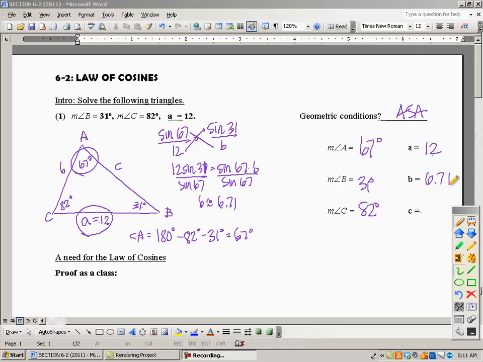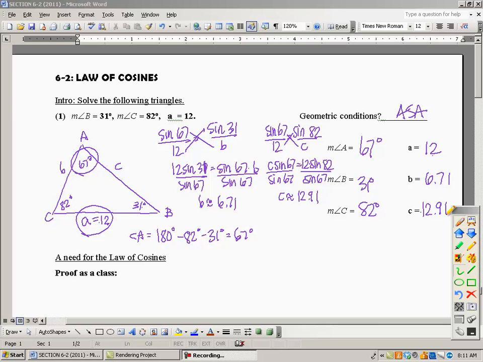If we do the next one, the sine of 67 over 12 equals the sine of 82 over C. Then I have C times the sine of 67 equals 12 times the sine of 82. And I divide by the sine of 67. C is approximately then 12.91, which again is good because that length should be bigger than 12 since the angle is bigger than 67.